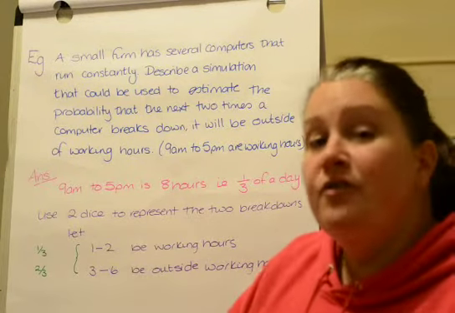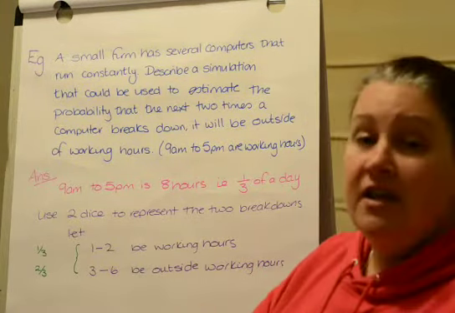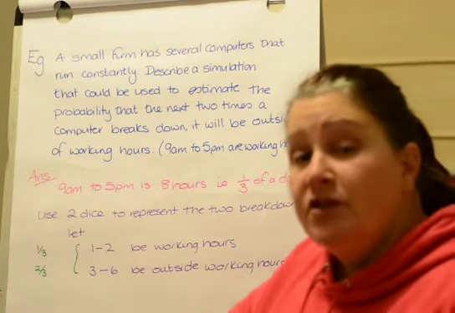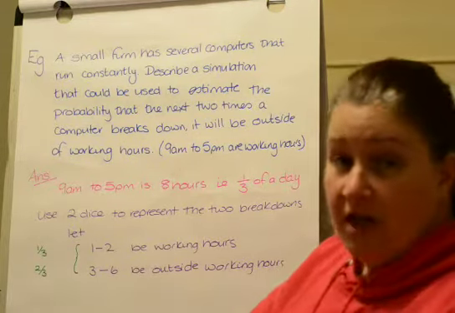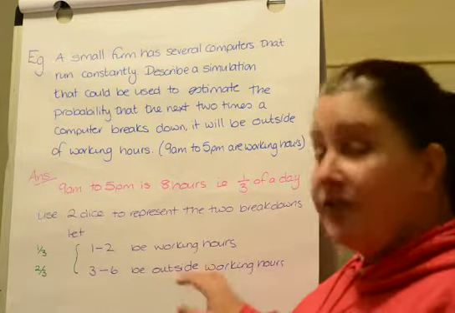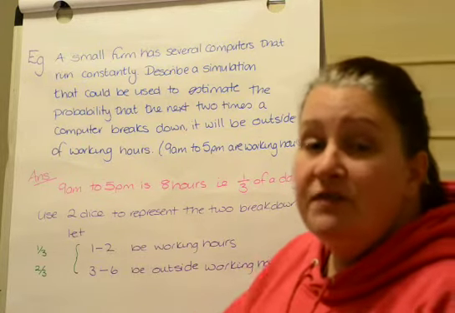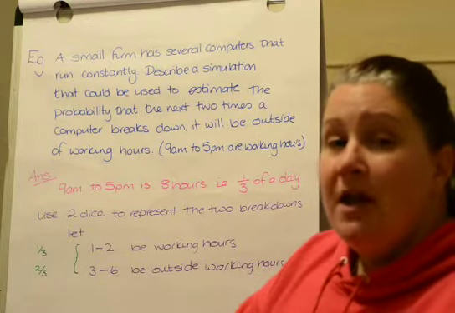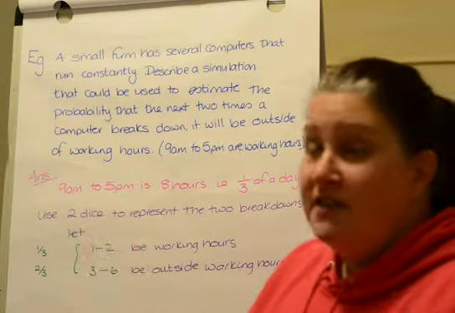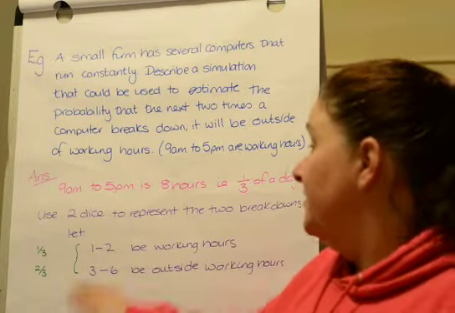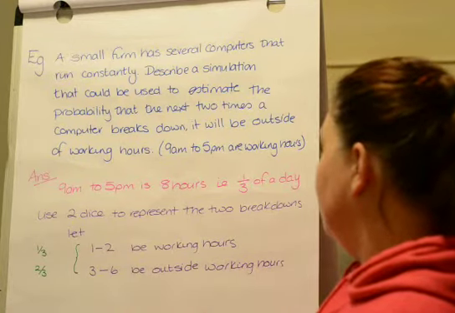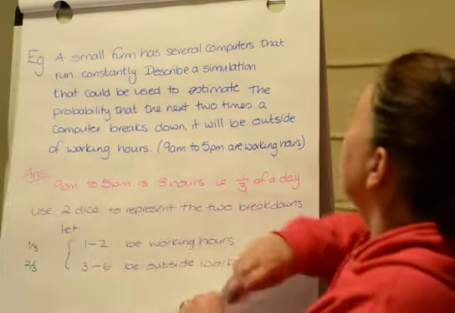So what we're going to do is use 2 dice, and they're going to represent the 2 breakdowns. On the dice, we're going to let numbers 1 and 2 represent the working hours, and we're going to let 3, 4, 5 and 6 represent outside of working hours. The reason we've done that is because 1 and 2 make up 1/3 of the total numbers on the dice. We could have quite easily used 5 and 6 or 3 and 4, but I decided to use 1 and 2. And 3 to 6 are then going to be the outside working hours.